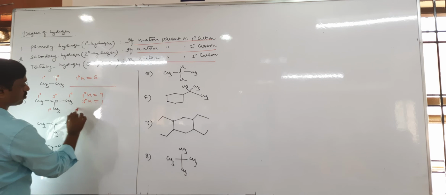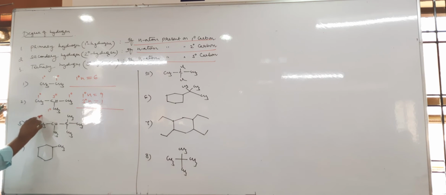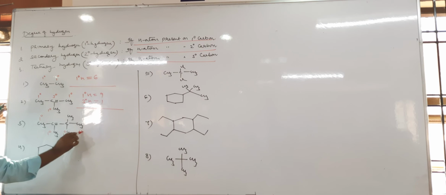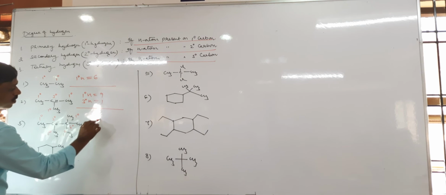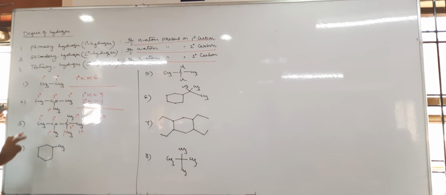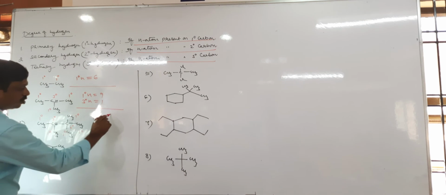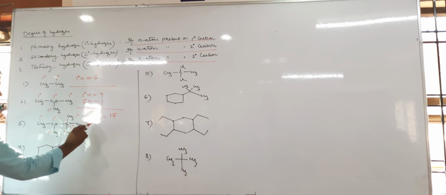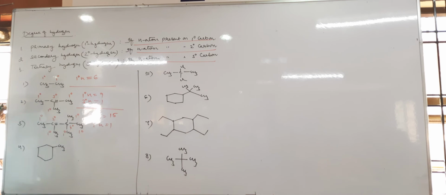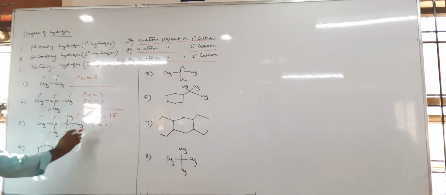Next, here primary, secondary, this is quaternary. Okay, tell me how many primary hydrogens? 3, 15. So there are 15 primary hydrogens. How many secondary? 1 secondary hydrogen. How many tertiary? It is tertiary, secondary?